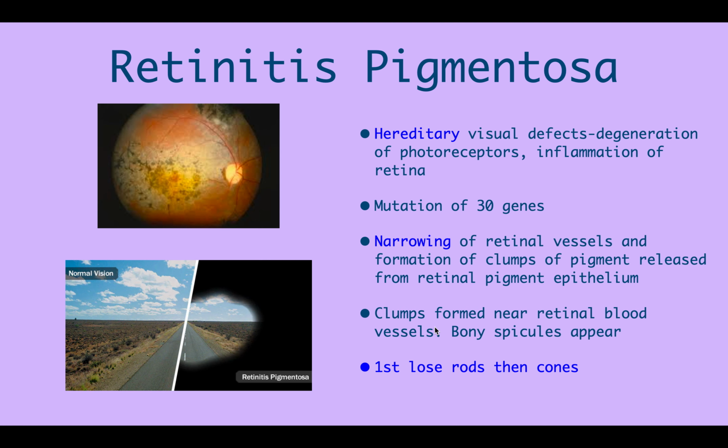So first you will lose the rods, so your visual acuity is going to be decreased, and then you start losing the cones.